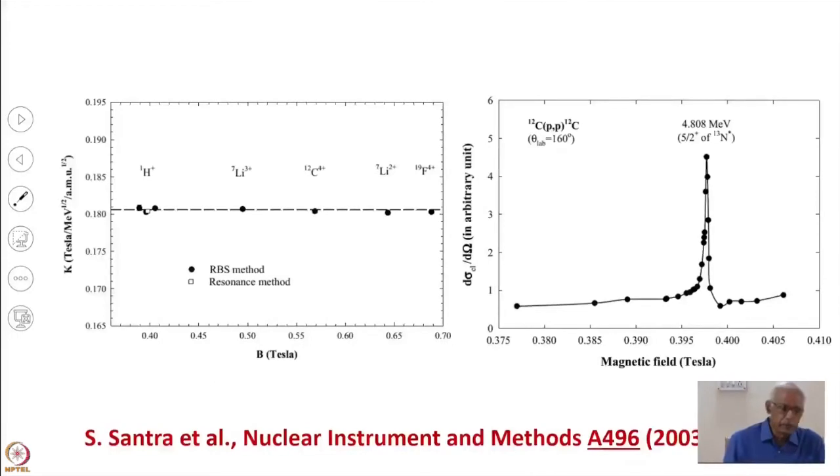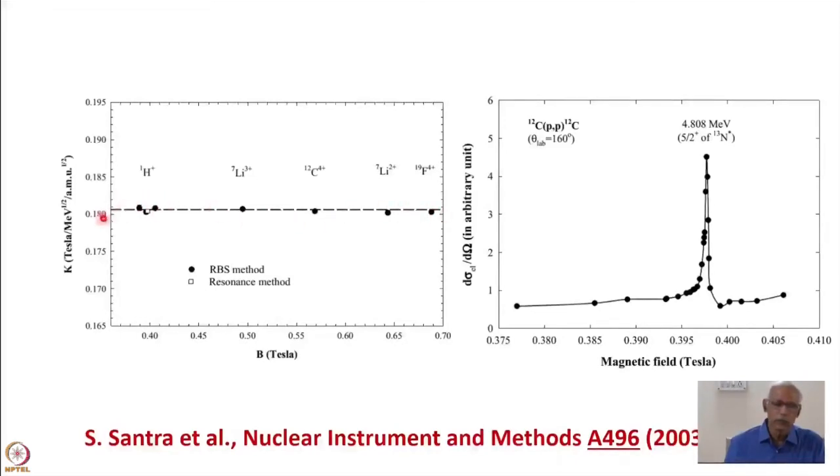As I mentioned earlier, we did not want to restrict to only one measurement. So we did the measurements for several targets and several beams. You can see that we used proton, lithium 7, carbon 12, and fluorine 19 beams and various targets. Then we measured the scattered protons, and from that we calculated the K value. Here the K value for various target and projectile combinations is shown.